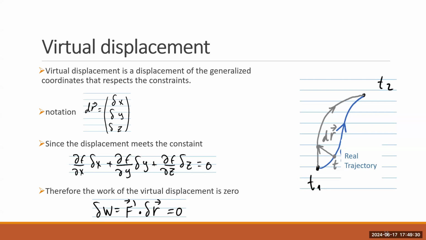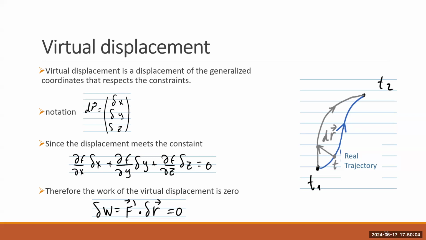So we have a particle that has some trajectory, and we virtually think about a displacement of this particle. So we take the particle from its position and move it virtually, by our thinking, in a dr direction, but this virtual displacement must obey the constraints.